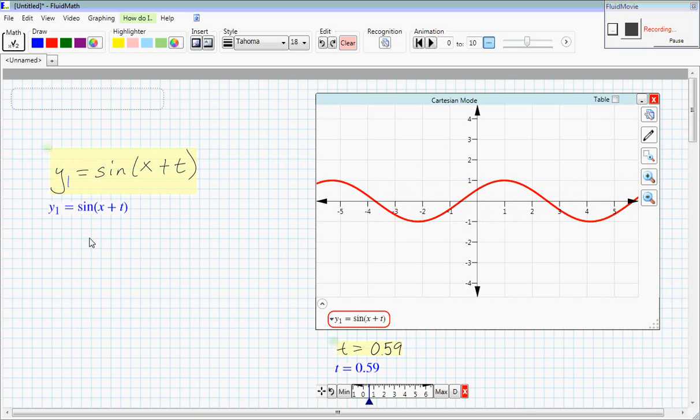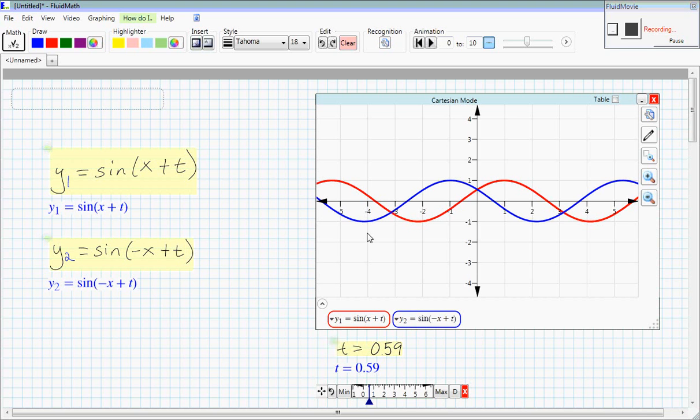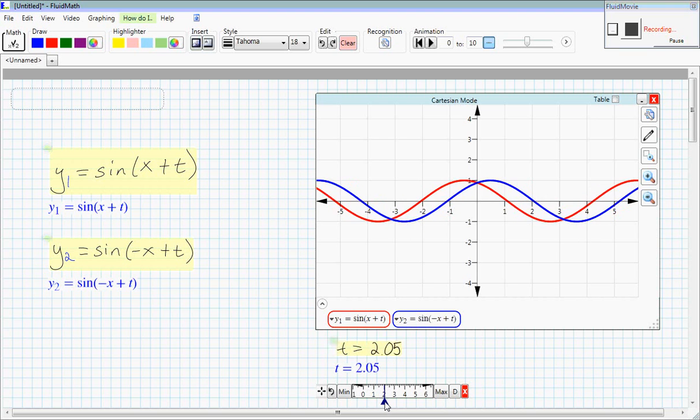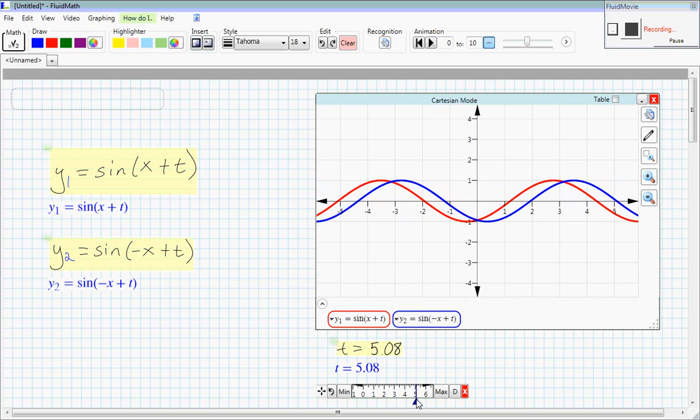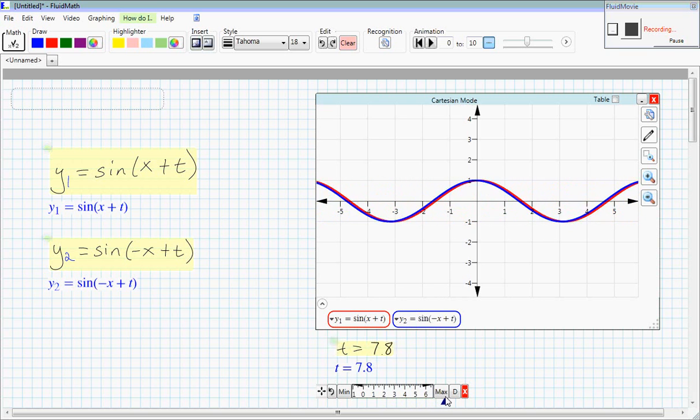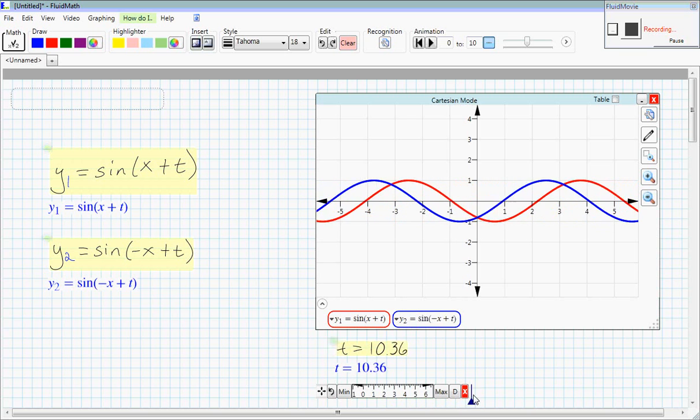Okay. Now let's create our second wave, which is going to be moving in the opposite direction. We'll call it y2 is equal to sine of minus x plus t. We'll graph that. Now, as we drag time, if you focus on the blue curve, we can see it moving to the right, and our first curve, the red one, is moving to the left.